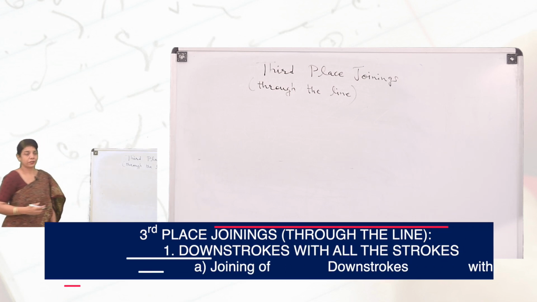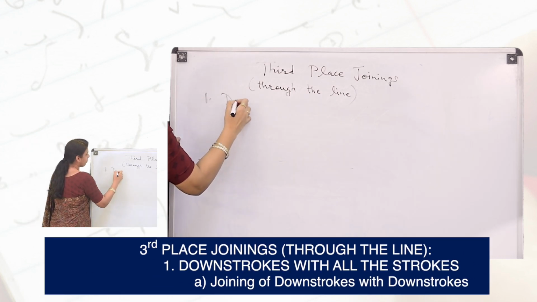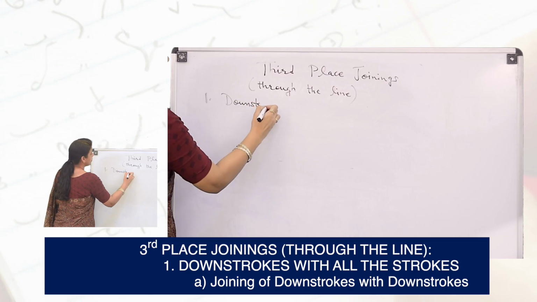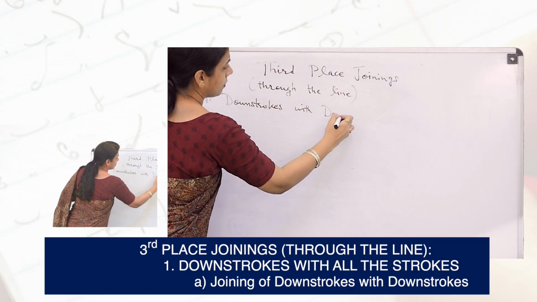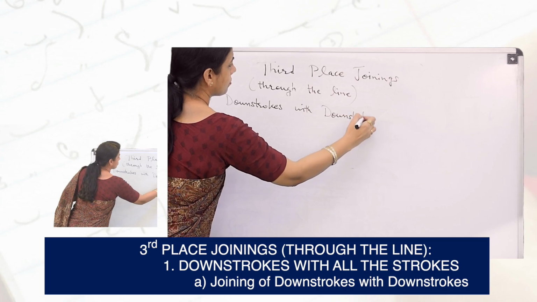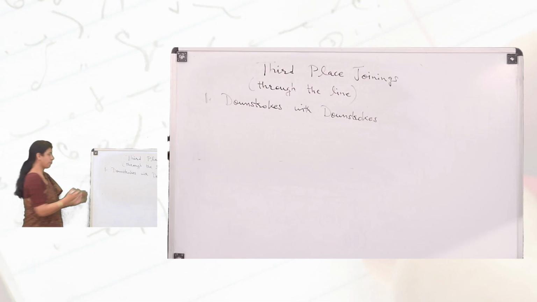Now third place joinings, again what we need to do in this also, downstrokes with downstrokes, at the third place.